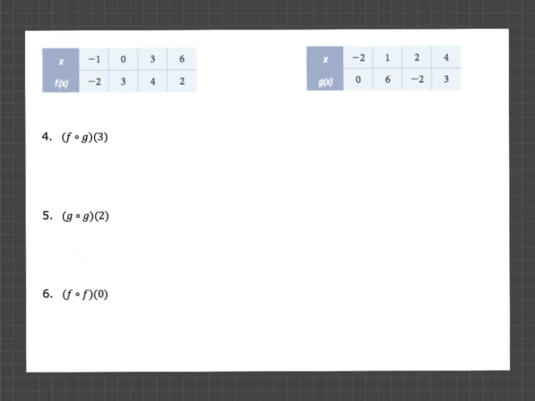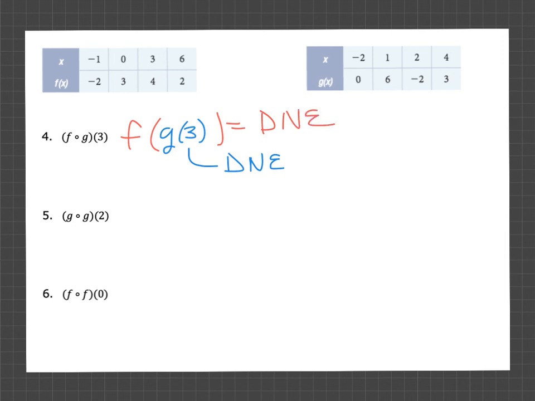Now we have 2 new functions, f and g. We have different values of x, different function values. Let's look at number 4. Our outside function is f. What we're going to put on the inside is g of 3. So we look over at that function g table. We want to find a 3 in our x row, but there is none. So the g of 3 does not exist. So since that does not exist, we cannot plug anything into f, and so f of g of 3 does not exist.